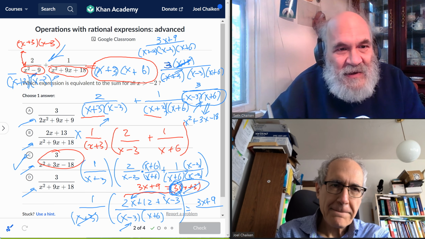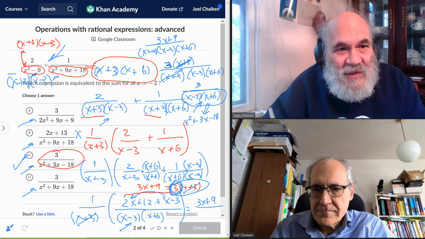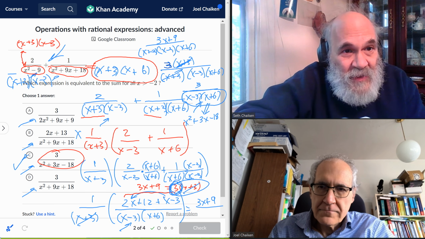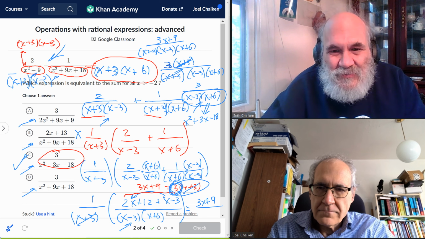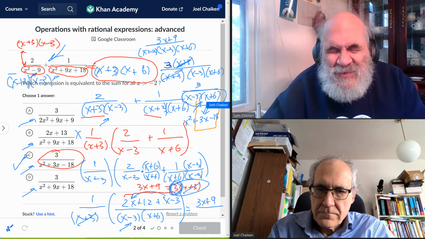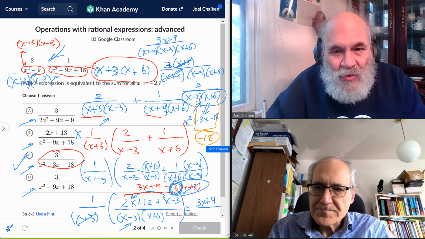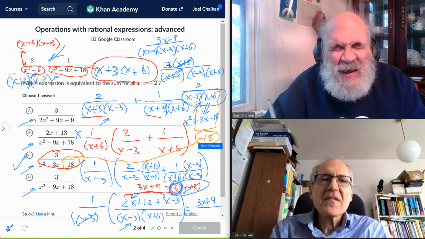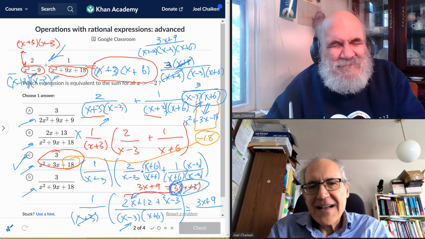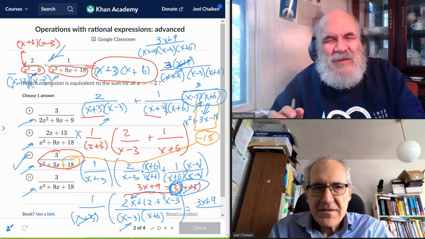Well, there's another pattern that lets us quickly choose. Notice that you multiply to get the constant term: minus 3 times 6 is minus 18. That's true. And the only choice that has a minus 18 in the denominator is that one. You're right. Oh, yeah, I forgot that. You are totally correct. I did not notice that at first.